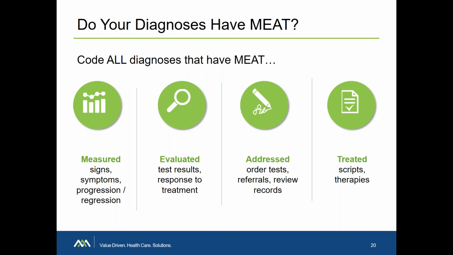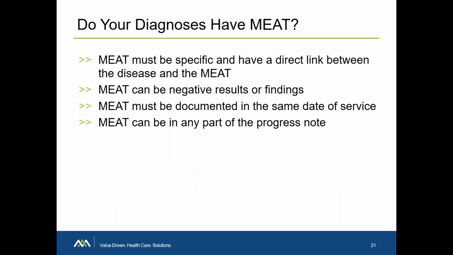At least one of the components of MEET must be in the note. Simply pulling a problem list forward will not have the MEET necessary to report the code. An acceptable problem list must show evaluation and treatment for each condition. So if it doesn't have MEET, it shouldn't be coded. The MEET must be specific and have a direct link between the disease and the MEET. Your MEET can list any negative results or findings. It has to be documented in the same data service, and it can be documented in any part of the progress note.